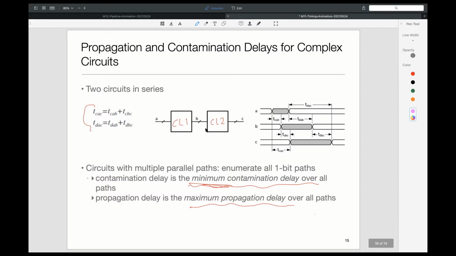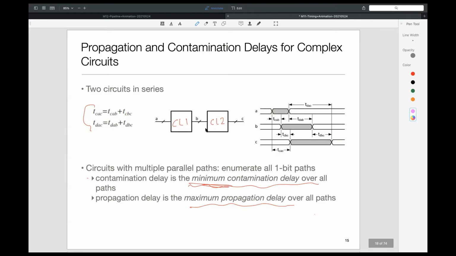I'd also made the point last time that for primitive gates, like an AND gate which takes, let's say, 2 inputs of 1 bit each and has a 1 bit output, the propagation delay and the contamination delay are one and the same. If circuits are in parallel, then things get more interesting, because you have to consider all possible paths from an input pin to the corresponding output pin.